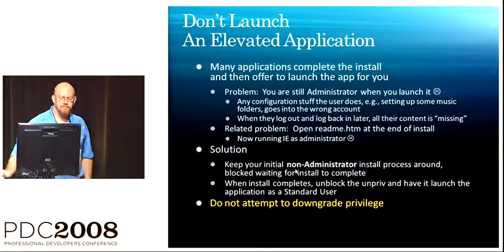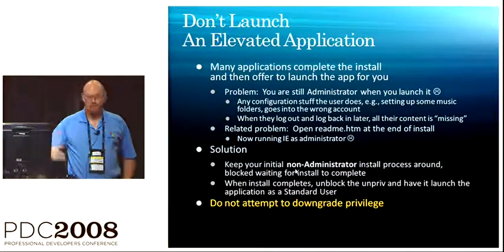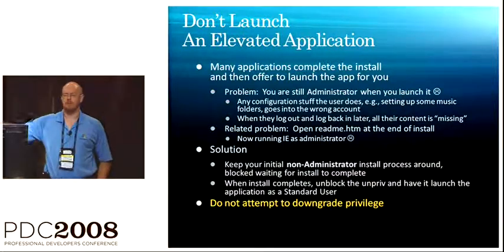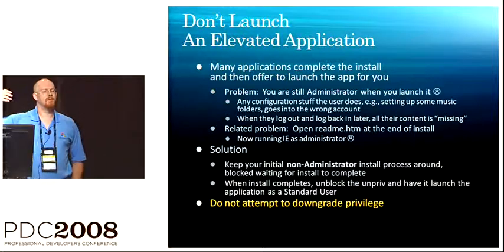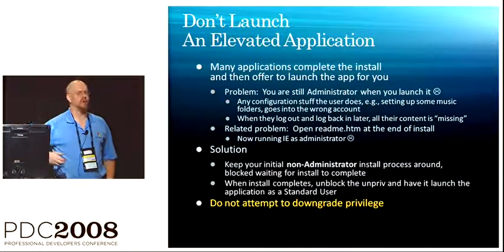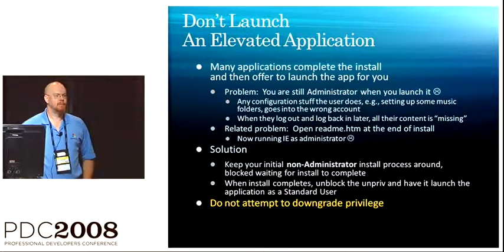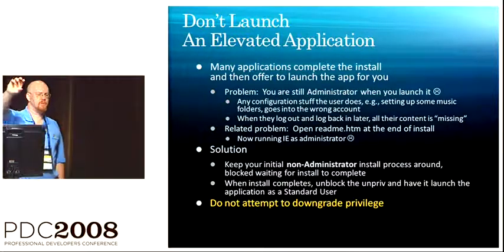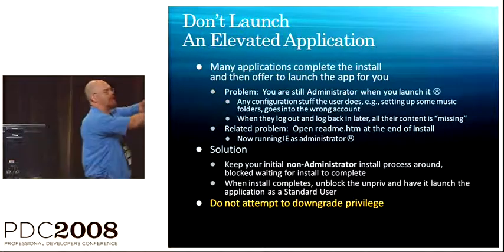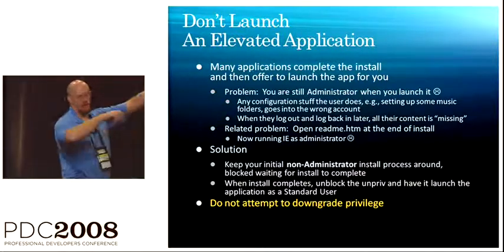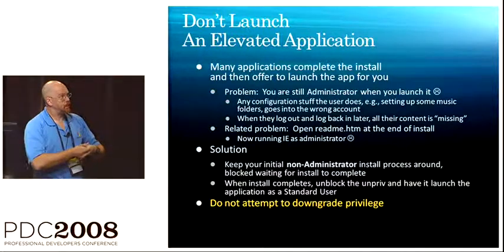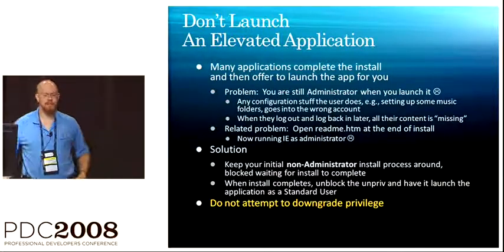So solution, keep your initial non-administrator process around and go back to use it. Or, like I said, best path is don't do any configuring at all in your installer. Do it on first run. And you need one little process hanging back. So, okay, Bob called for install, magic happened over in administrator land, and the thing that Bob started is sitting there waiting. Are you done? Oh, good. Now it launches an instance of the application.